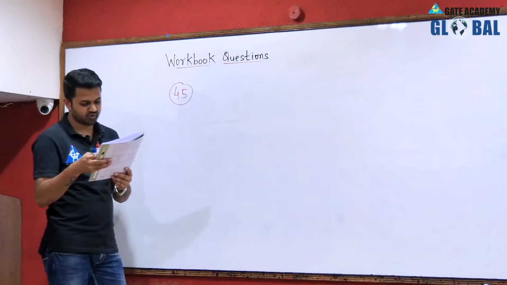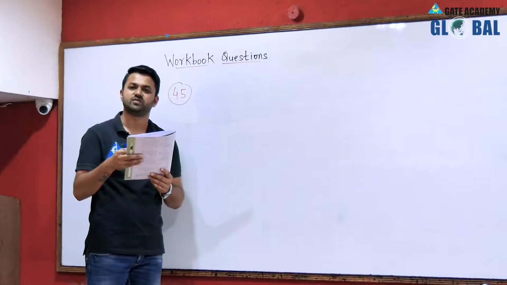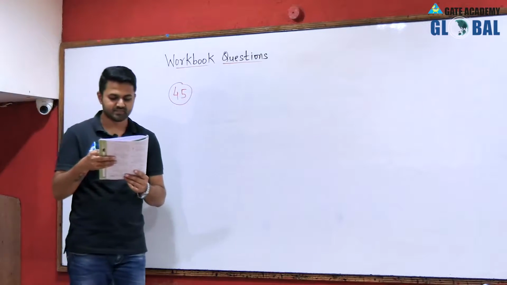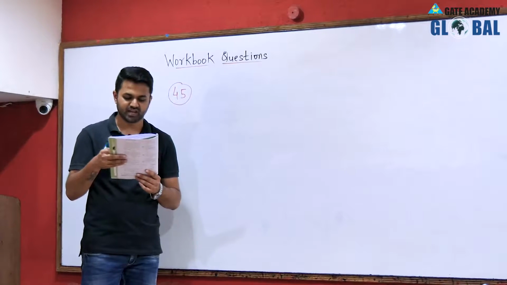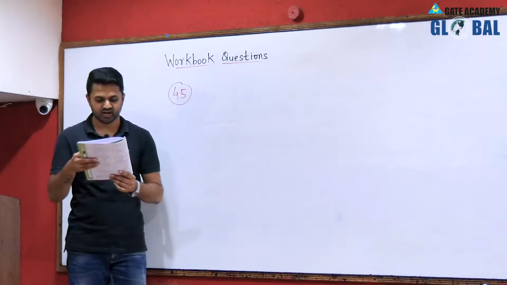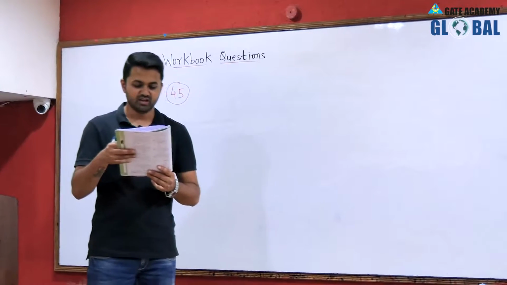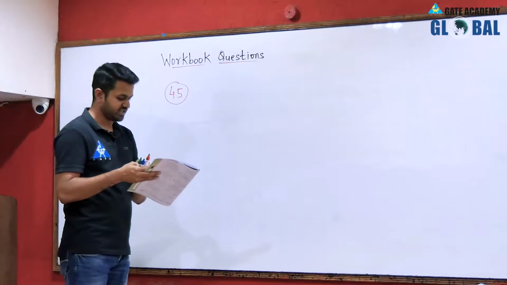The question is: a modulated signal is given by s of t equal to e to the power minus at cos((omega c plus delta omega) t) u(t), where a, omega c and delta omega are positive constants and omega c is very much greater than delta omega. The complex envelope of s of t is.